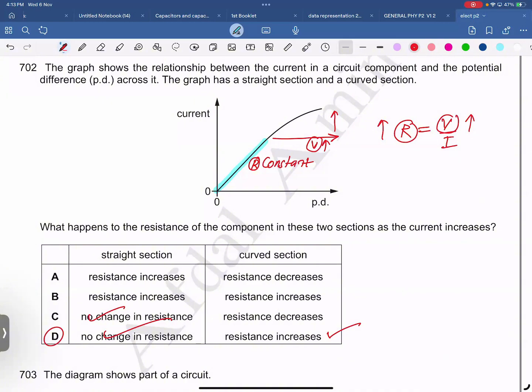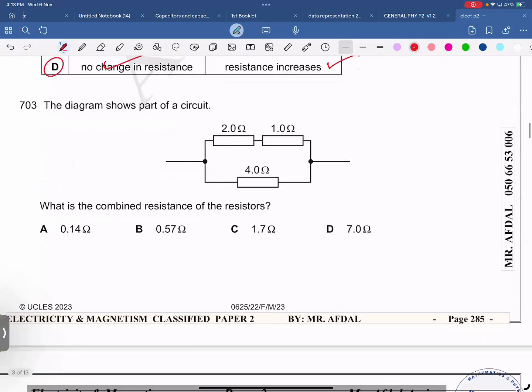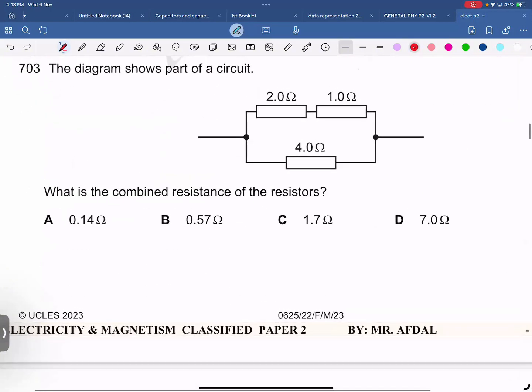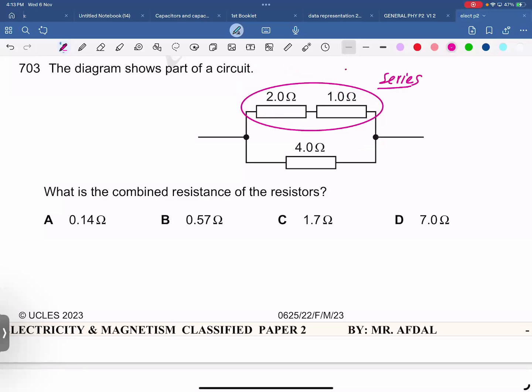Question number 703. The diagram shows a part of a circuit. What is the combined resistance of the resistors? First of all, my dear students, notice that these two are in series. These two are in series, you just add the resistors. So 2 plus 1 equals 3. So the series combination is 3 ohms.